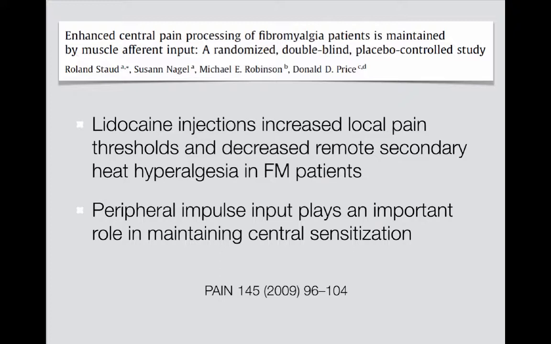Here's another study from the research lab of Roland Staud from Florida that shows that lidocaine injections increase local pain thresholds and decrease remote secondary heat hyperalgesia in fibromyalgia patients. In other words, peripheral impulse input played an important role in maintaining central sensitization.